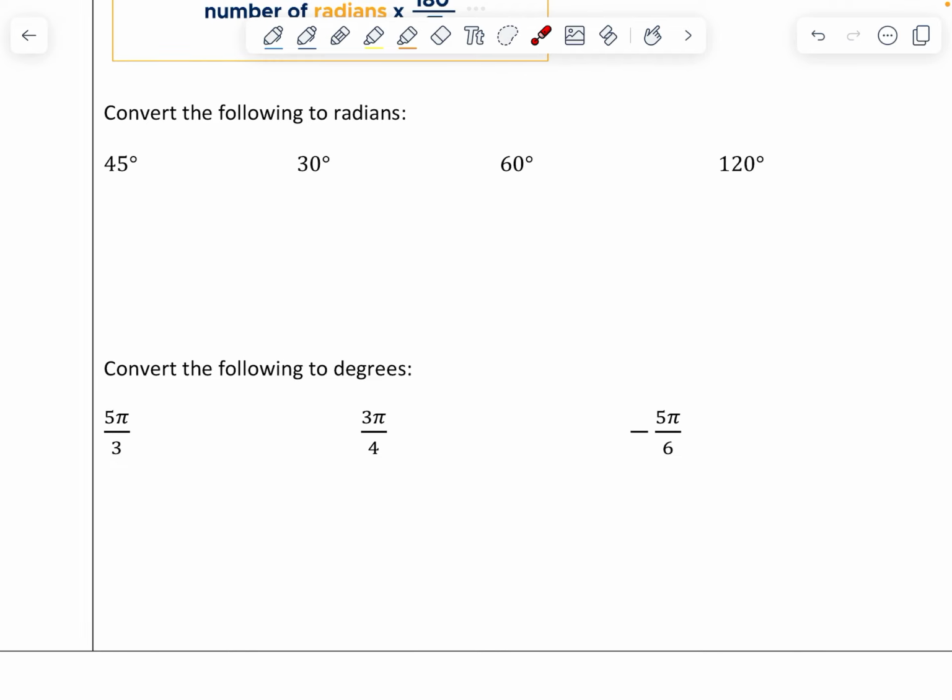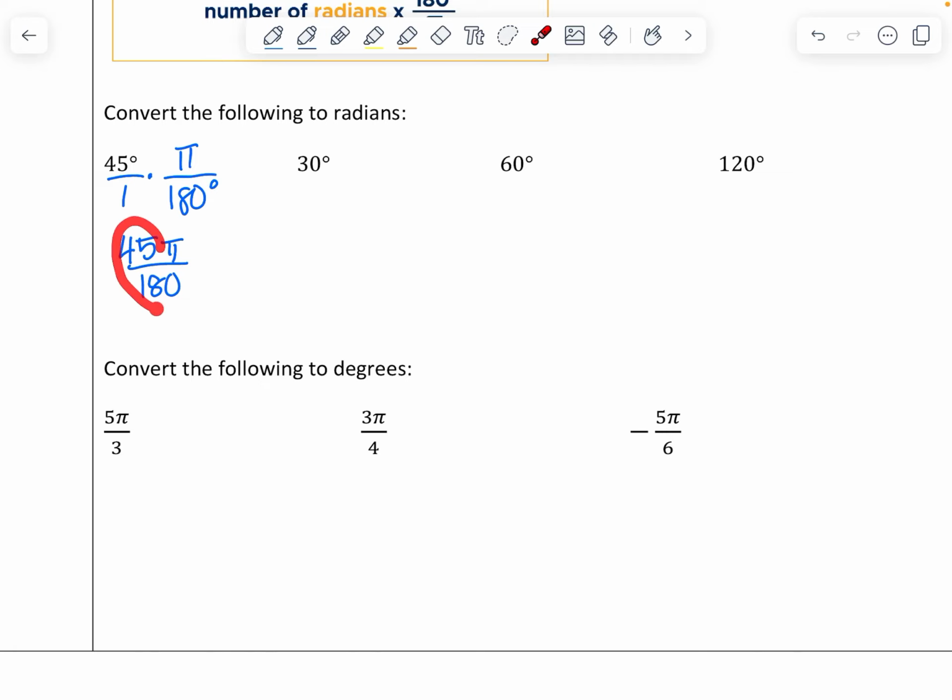So if I want to convert to radians here and I have degrees, I want the degrees to cancel and leave me with radian measures. So I'm going to put the 180 degrees in the bottom. So I'm going to multiply by pi over 180 on all of these. So to convert to radians, we multiply by pi over 180. So multiplying across would leave you with 45 pi over 180.